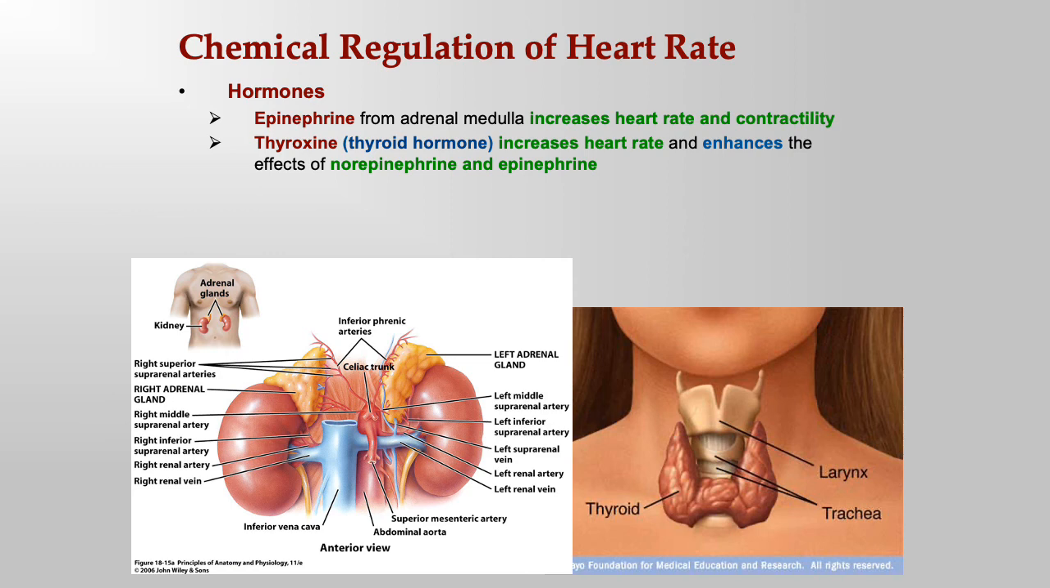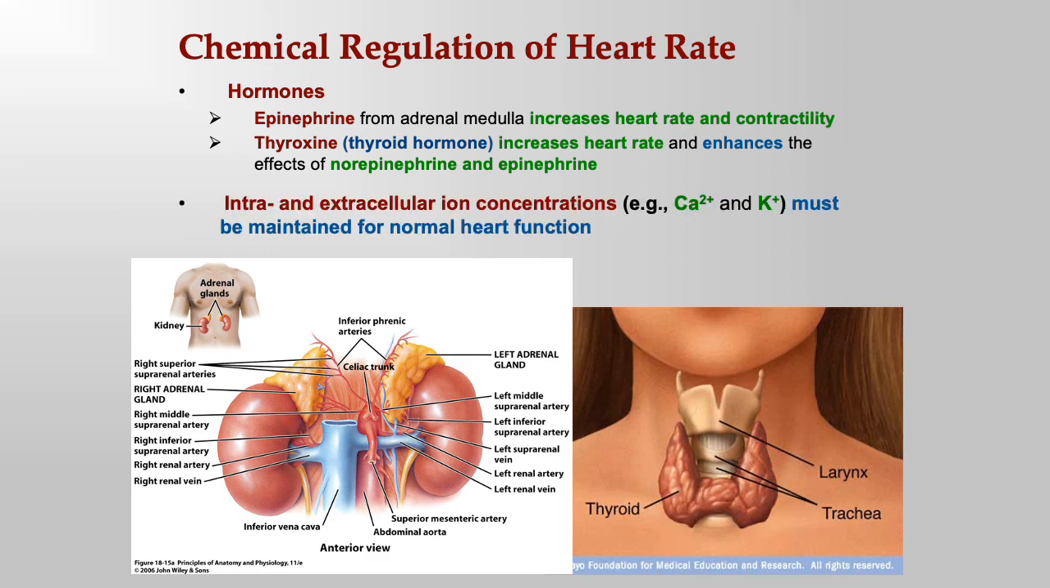People who have hypothyroidism are sluggish and cold and all kinds of stuff like that. So thyroxine is really a very important hormone, and it directly affects the heart. Then intra- and extracellular ion concentrations like calcium and potassium. Again, high levels of calcium increase heart rate and contractility. High levels of potassium will hyperpolarize the membrane. Those will decrease those things, all right?